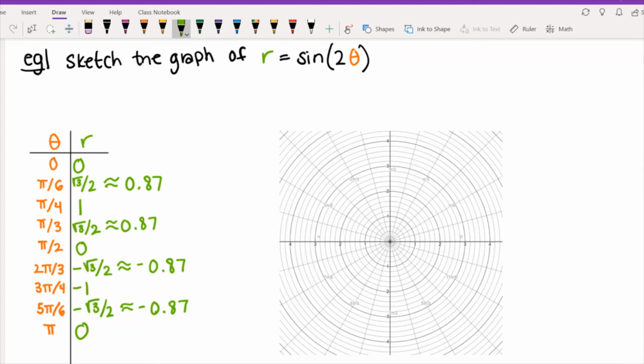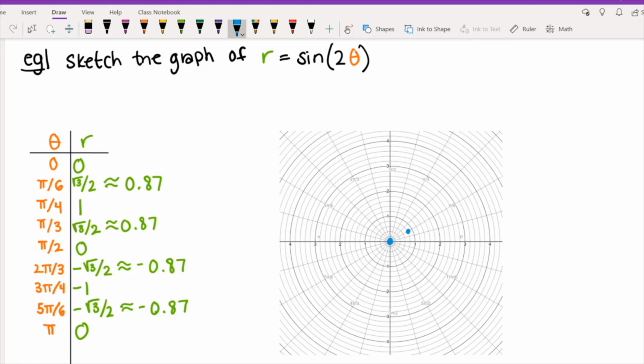Okay, so let's go and graph these now. So we can now completely forget about this sine of 2 theta business, forget about the 2 theta, and now we're literally just plotting these points the same way that we did in Wednesday's video. So 0, 0, we know how to graph that, right? That's angle of 0, radius is 0, but like we said, anytime the radius is 0, it's going to be at the origin. Okay, so next we're going to an angle of pi over 6, and we're going to an r value of approximately 0.87. So that's going to be somewhere like this.